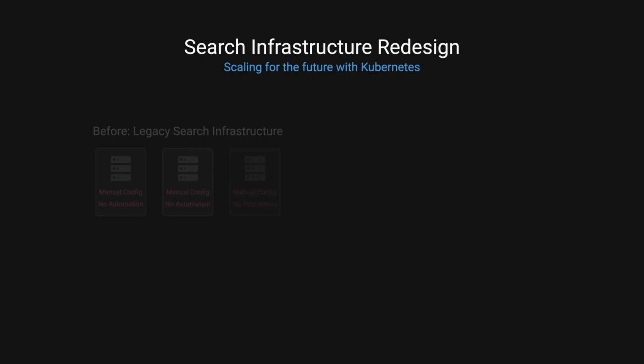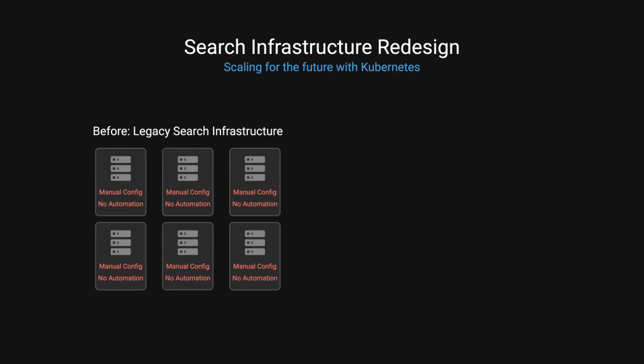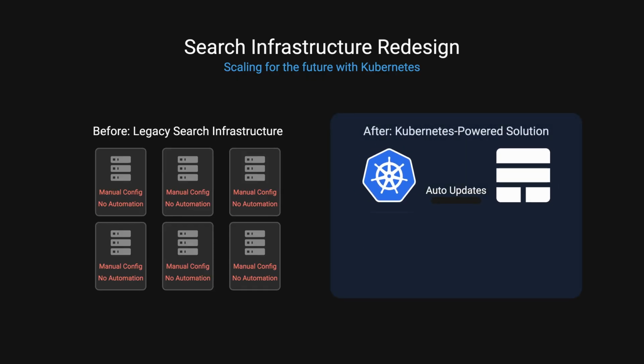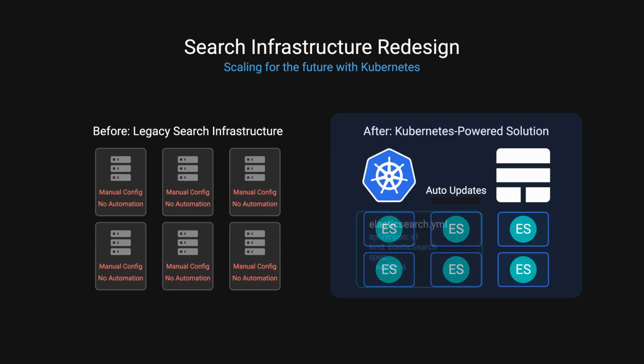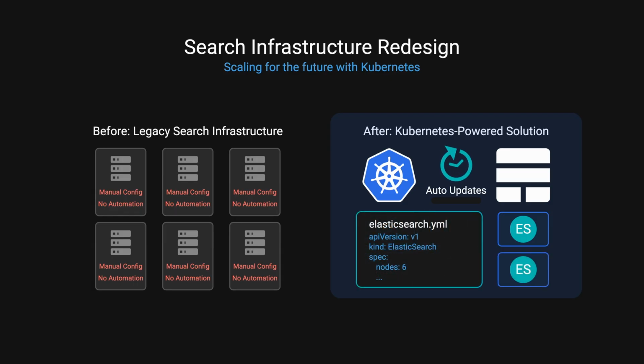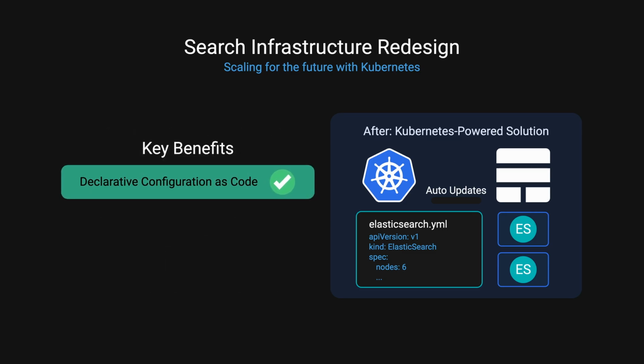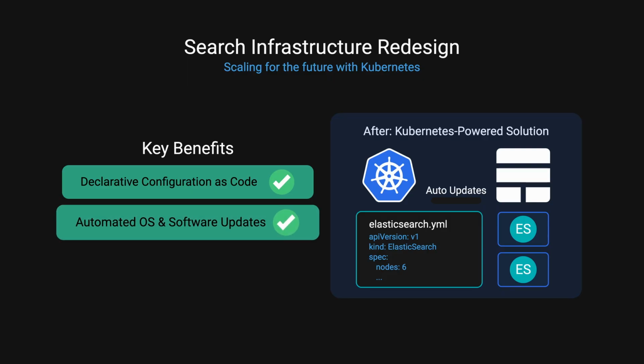They needed a complete redesign of their search infrastructure that could scale for years to come. The foundation of their solution leveraged Kubernetes, a platform that they were already using successfully for other services. Adopting the Elastic Kubernetes operator to manage their Elasticsearch clusters led to two immediate major benefits. One, cluster configuration could be defined declaratively as code, making deployment consistent and predictable. Two, OS upgrades and software updates can happen automatically with minimal disruption.